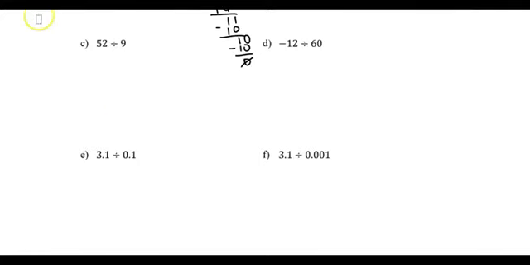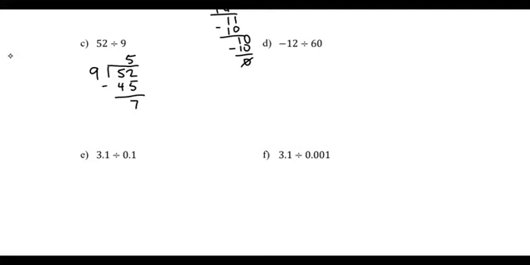All right, 52 divided by 9. So two whole numbers. You do not need to do any kind of prep work. Let's just go ahead and set it up as long division. 52 divided by 9. 9 does not go into 5. 9 does go into 52. Let's see, 5 times? Yes, 5 times, that's going to be 45. We subtract, we have 7.